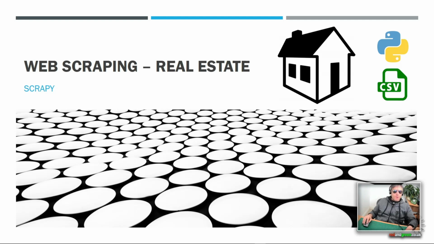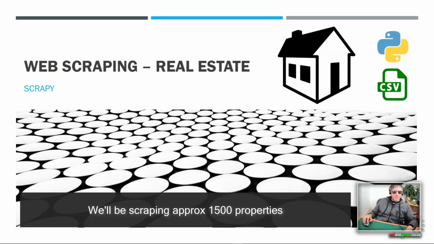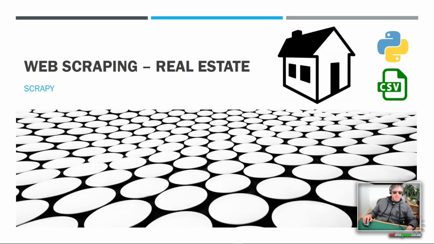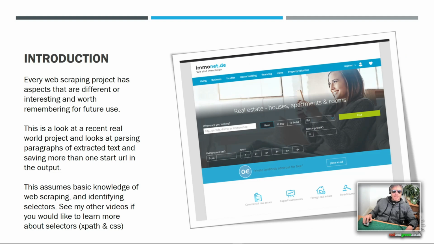So let's begin. We want to use Python. We'll be using Scrapy because we want to collect a significant number of properties. So we want to collect about 1,500 at the last count. And every web scraping project has different aspects to it, different challenges. So I'm just going to highlight two of the things which occurred during this project. And I'm going to assume that you already know about XPath and CSS selectors, because that's beyond the scope of this presentation.